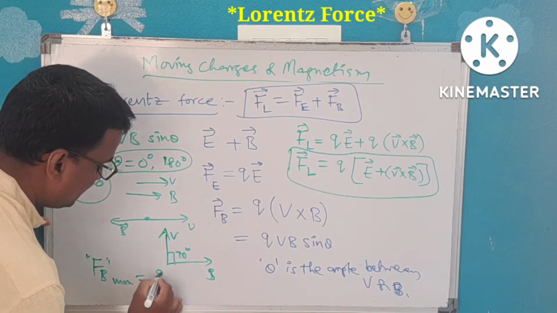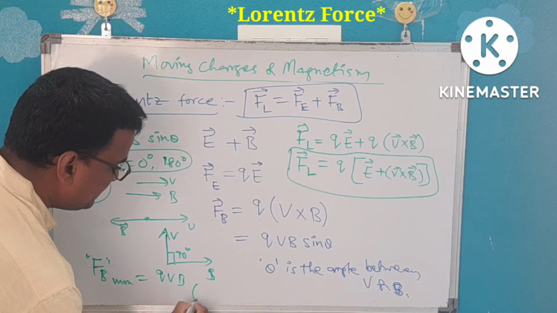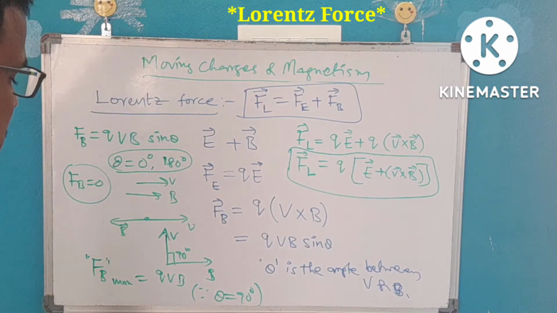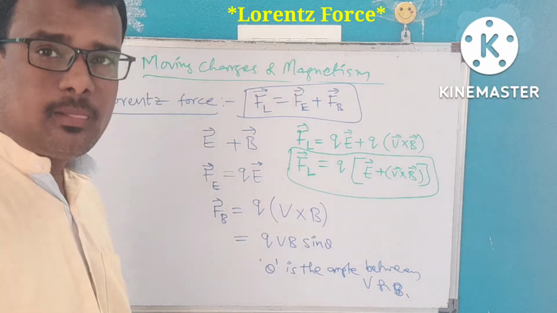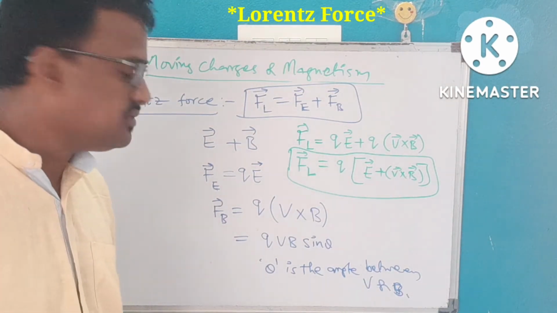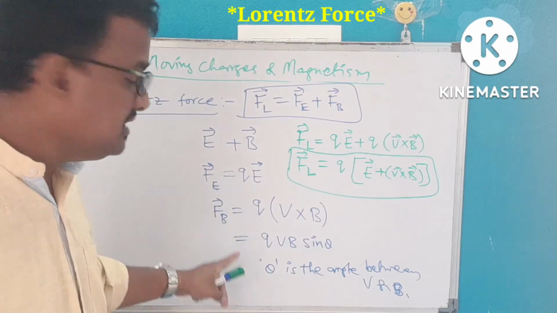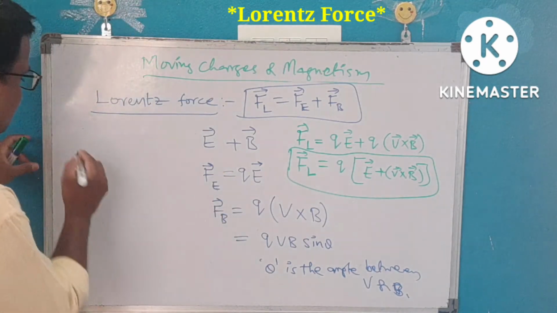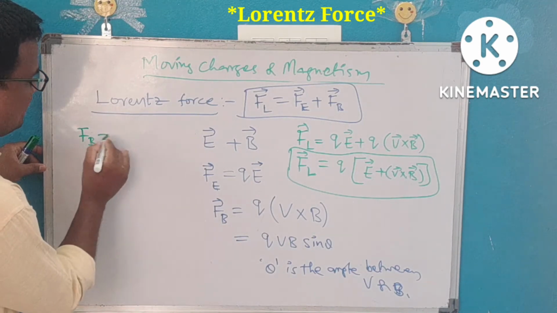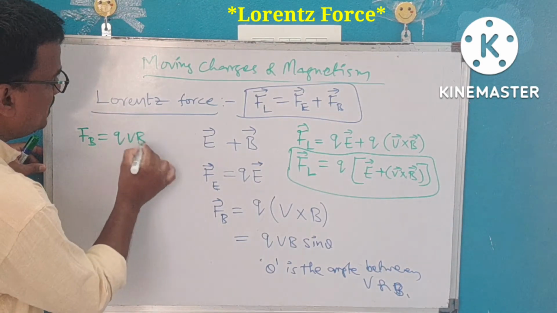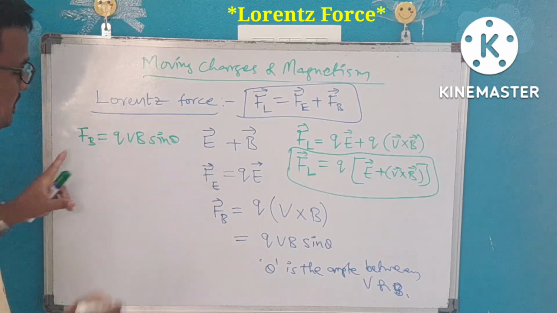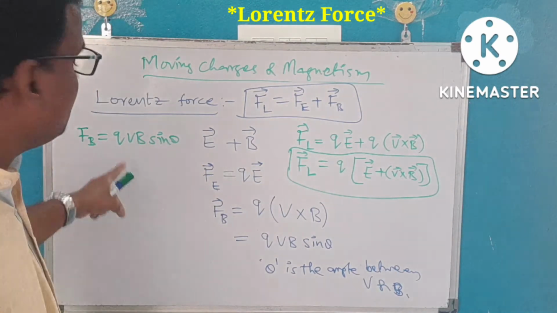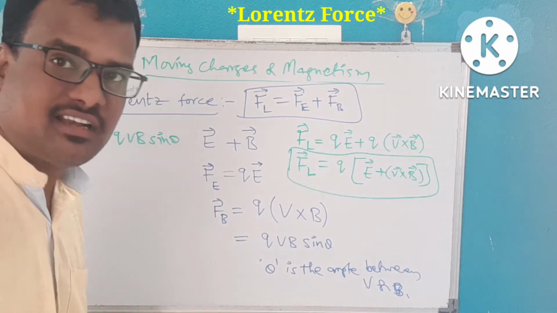So when QVB, that means when it is happened, theta is equal to 90 degrees. Here we can also derive the units for magnetic field from this magnetic force equation. The magnetic force equation is FB equal to QVB sin theta. So from this equation we can derive the units for magnetic field.